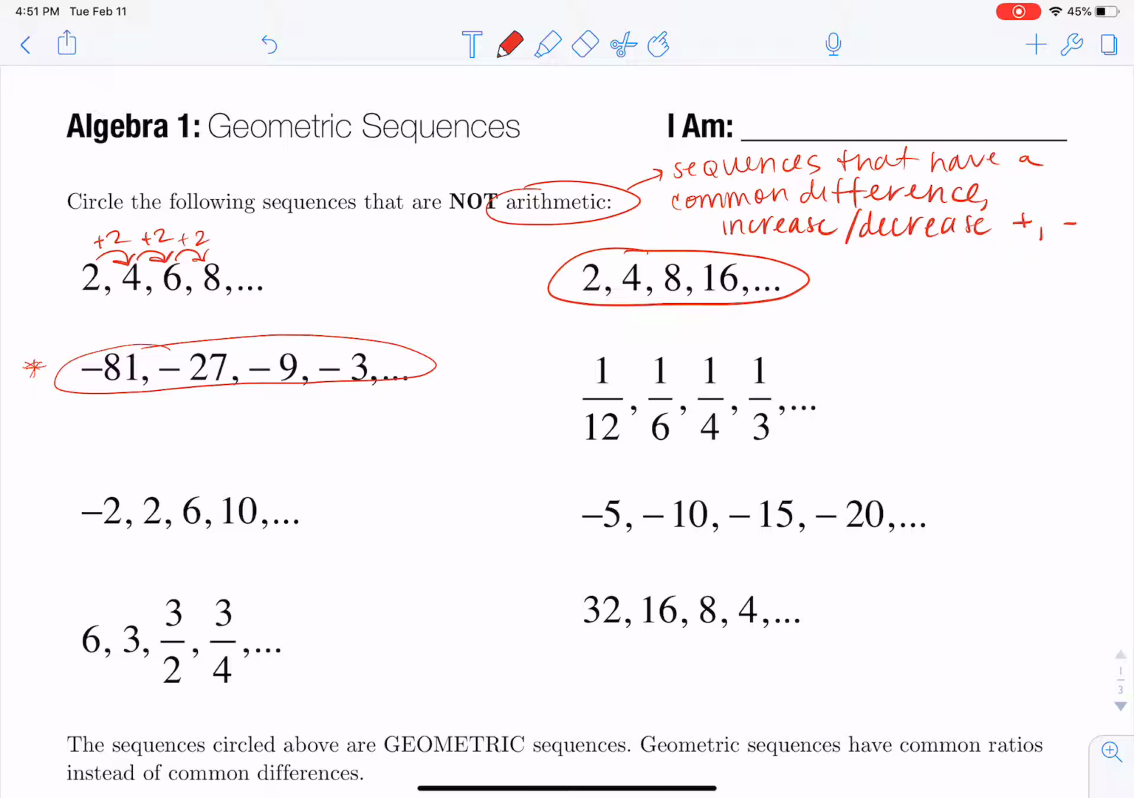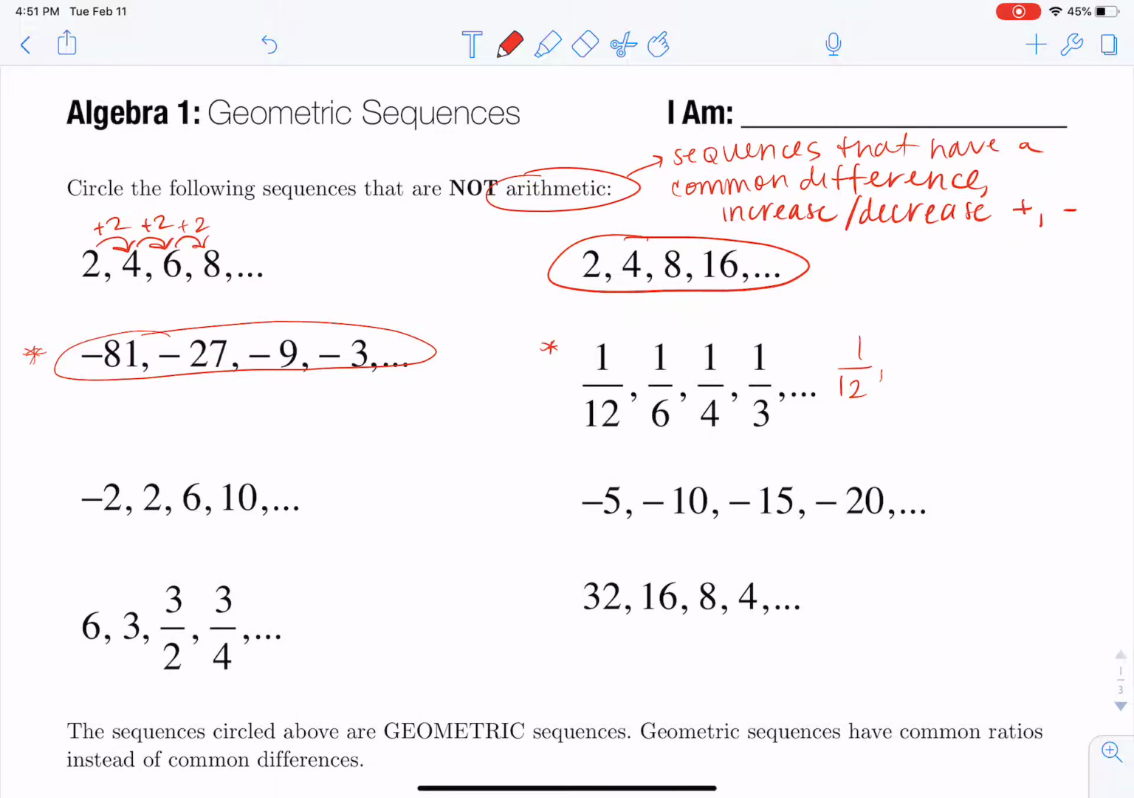Over here, this one is a little tricky to look at, so what I'm going to do is make a common denominator. I have 1 over 12, something over 12, and I have 4 terms. And I want them all to have a denominator of 12. So 1/6 would be times 2, so that's going to be 2. This would be times 3, so up here I have 3, and this would be times 4, so up here I have 4. And it looks like I'm adding 1/12 each time, so this one is arithmetic.